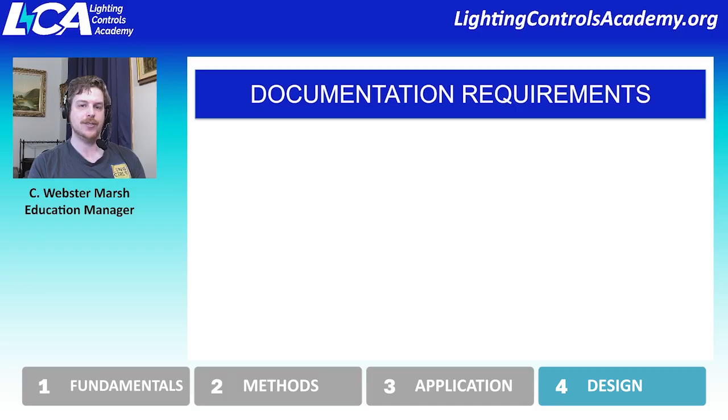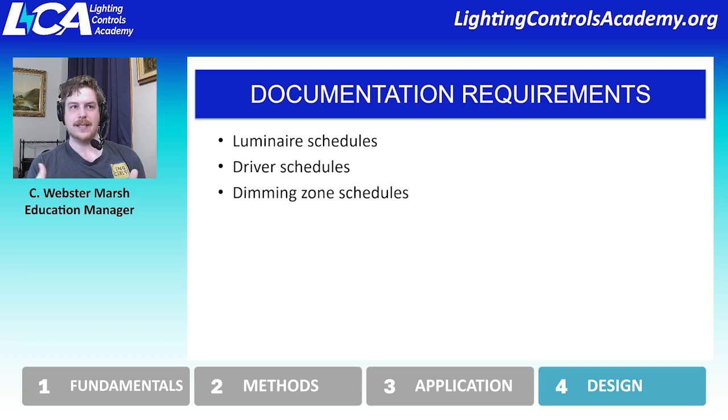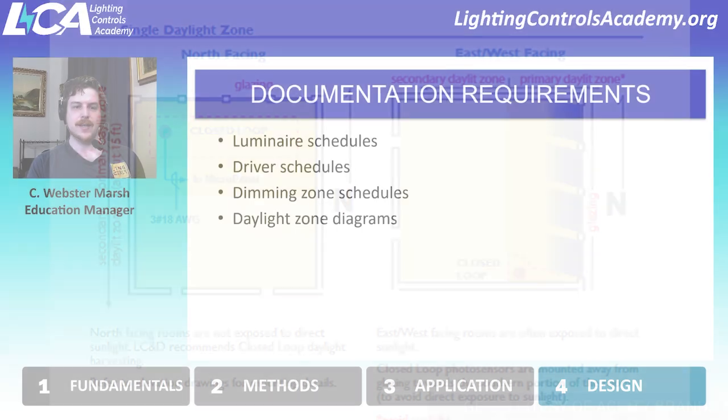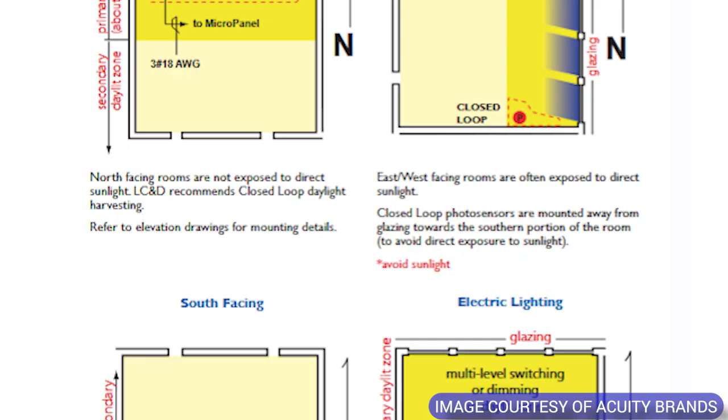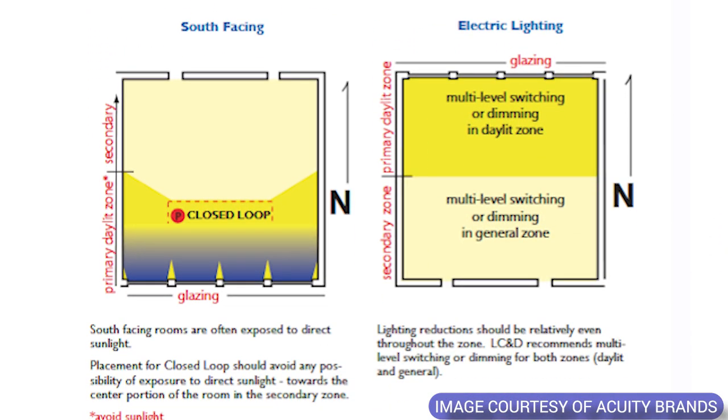So documentation that is required for good dimming really starts with the luminaire schedule. We want to make sure that we're identifying these luminaires have these dimming capabilities. The driver schedule. So if we have specific drivers that we're requesting, which drivers are we requesting and which luminaires are they associated with? Dimming zone schedules. So which zones are being controlled and how are they being controlled? Daylight zone diagrams. Where are the daylight zones and which fixtures are aligned with those daylight zones?